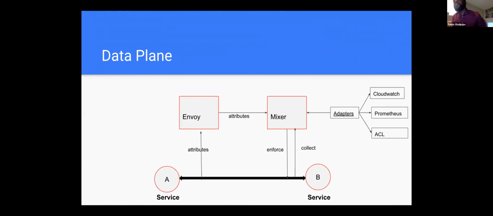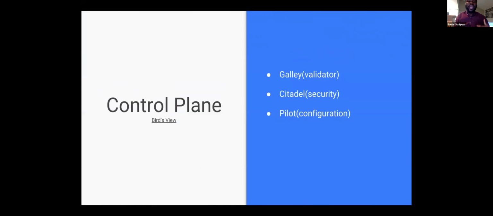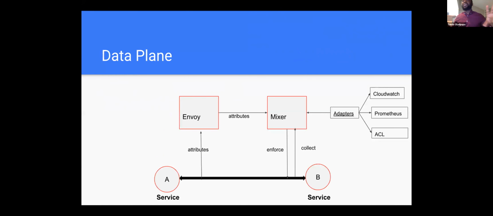As you can see here, we have the data plane, then we have the control plane. Those are the two subcategories of Istio. The data plane is where the workers, the real workers, the ones that do what needs to happen, exist.